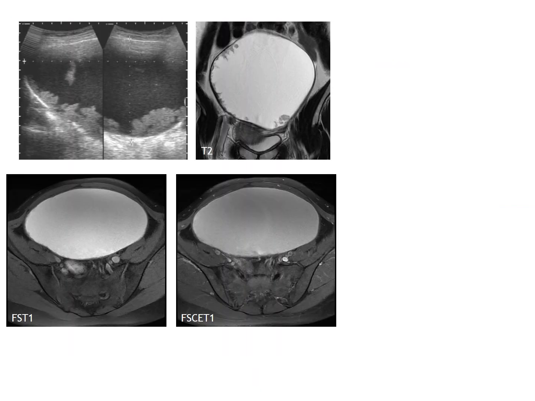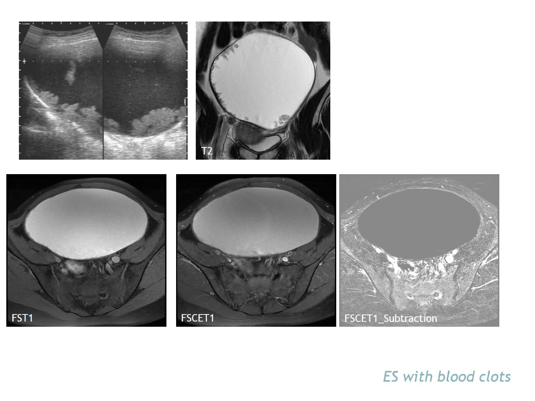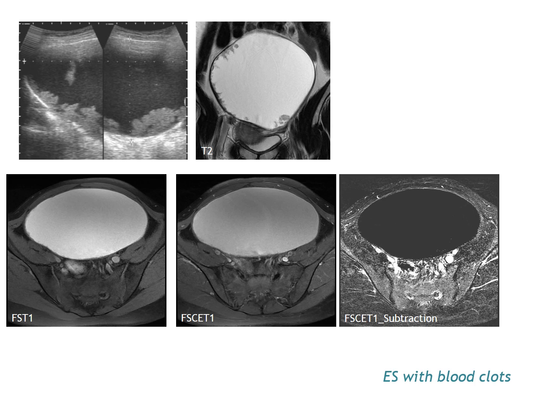Here is a large cystic mass with fine internal echo and multiple solid-looking echogenic lesions at ultrasound and T2-weighted MRI. We do not see any enhancement of those nodular lesions at subtraction enhancement MRI. So these solid-looking lesions are blood clots in the dependent portion of an endometrioma.